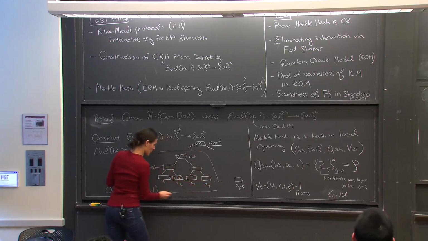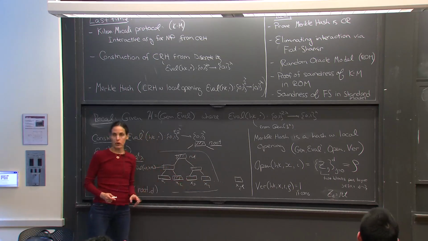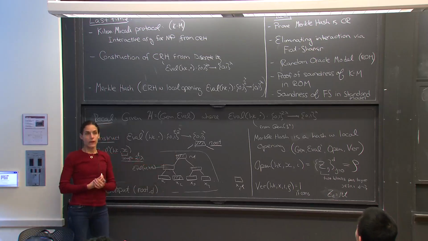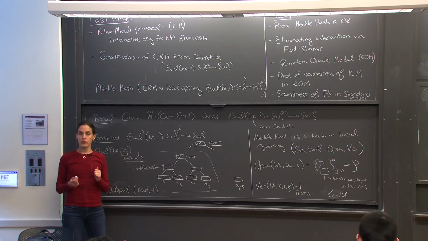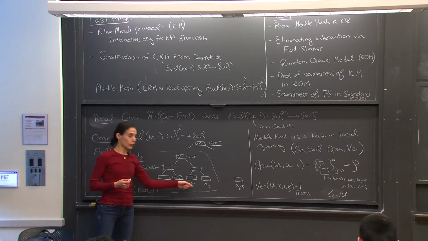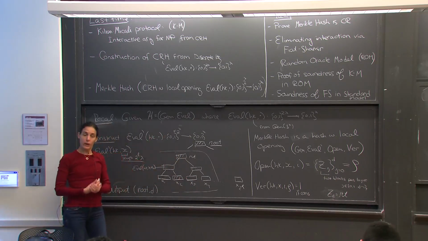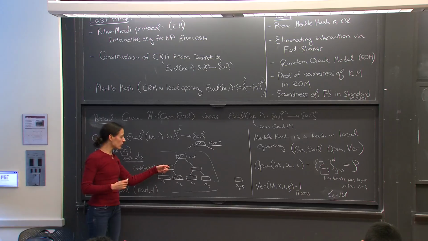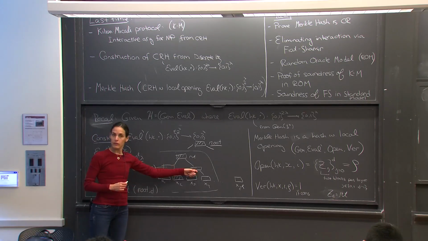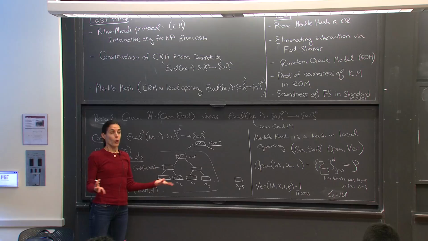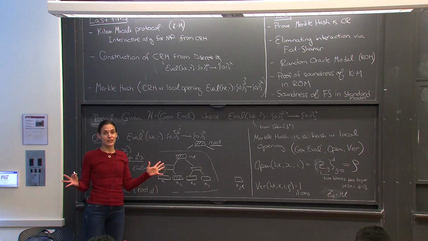This is my input. My input is x1, x2, x3, x4. And the output is root. Now let me break the collision resistance. I'll give you 2 different openings. One is x1, x2, x3, x4. You do the hash, you see, yeah, you're happy. It's a good opening. Now let me give you another opening. Just this and this. That's also a good opening. So I open it in 2 different ways. That's not okay. That's a collision.